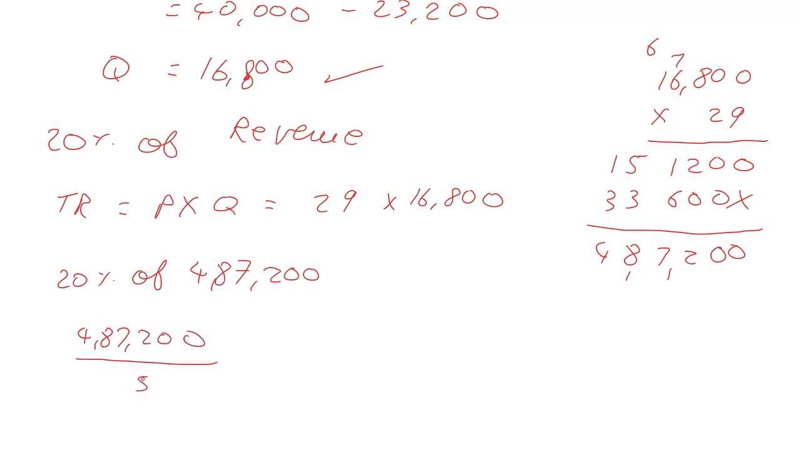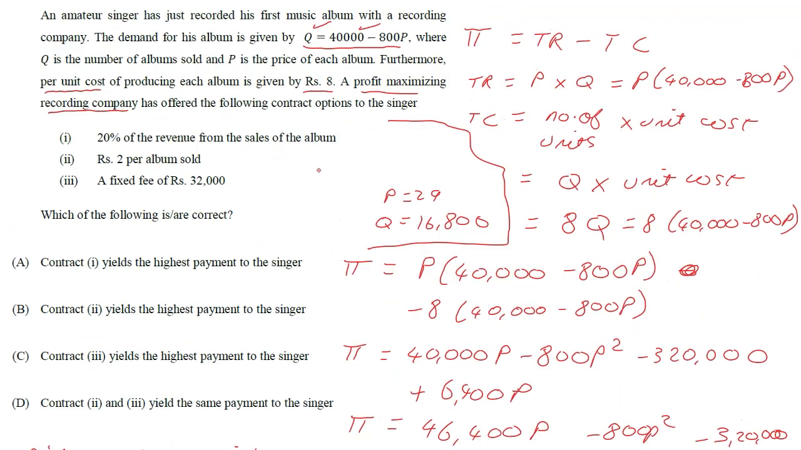4,87,200 upon 5 will give us 5 nines are 45, 5 sevens are 35, 5 fours are 20, 5 fours are 20, and 0, something like this. 97,440. 97,440 should be our answer to this. Now, we may as well do the math for 2 rupees per album.